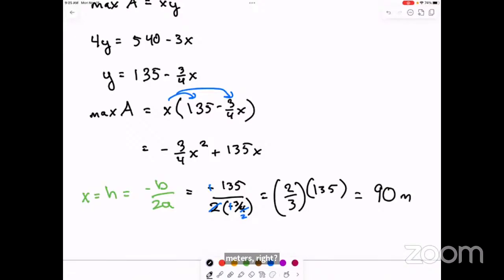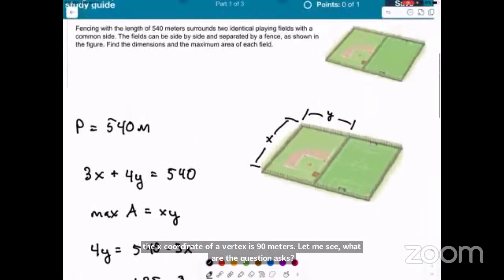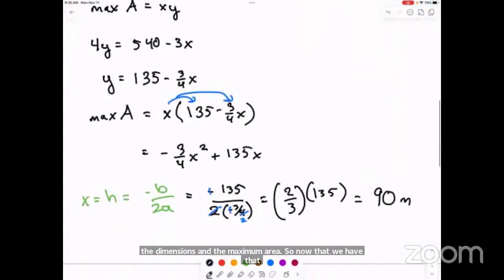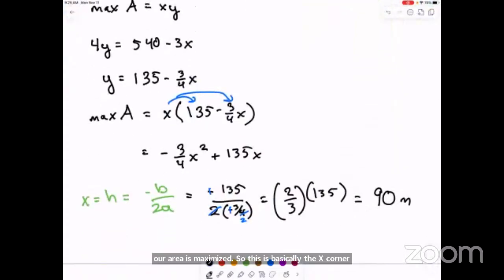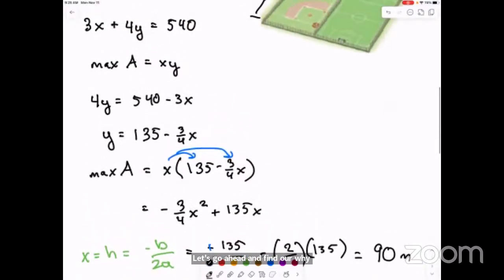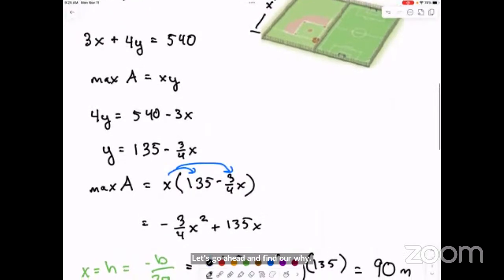Let me see, what did the question ask? Find the dimensions and the maximum area. So now that we have that our area is maximized, this is basically the x-coordinate of the vertex of our area formula. So then we can basically use this 90 to find all the missing parts, right? Let's go ahead and find our Y. Okay. So then 135 minus 3/4 times 90.